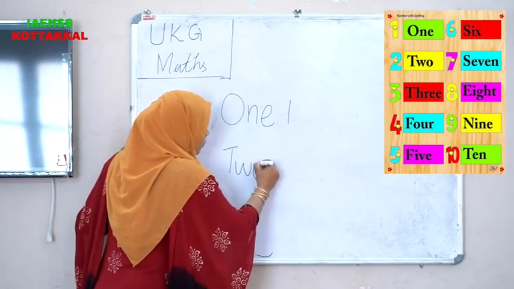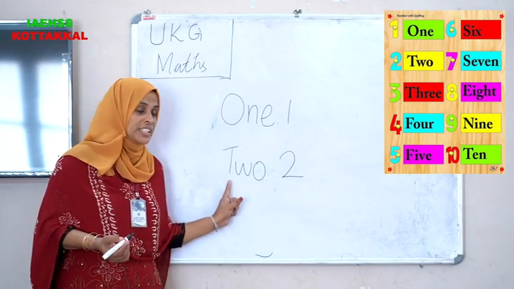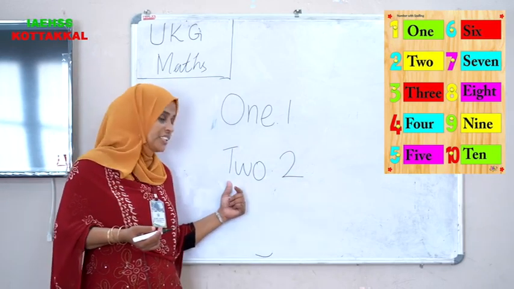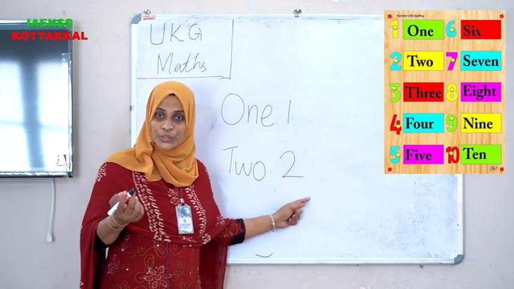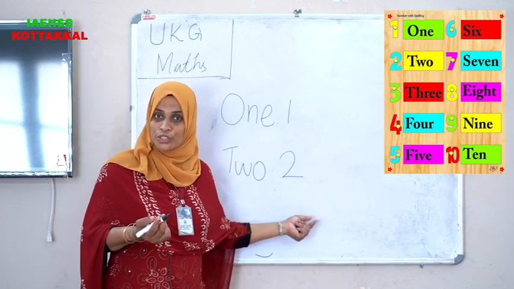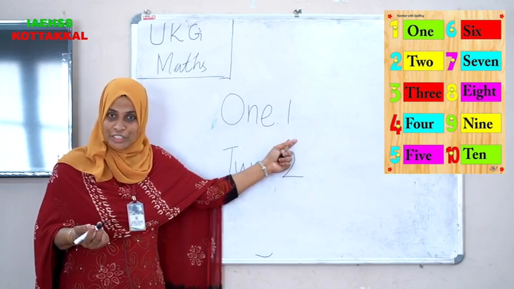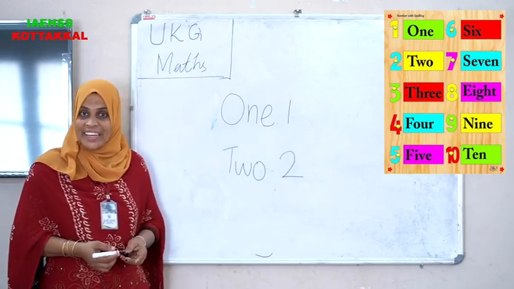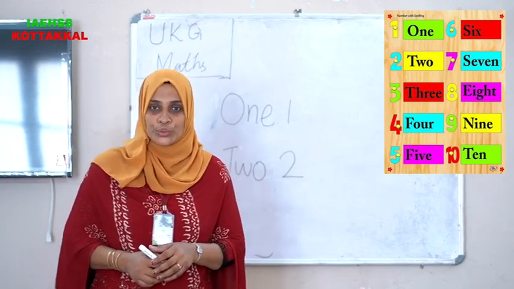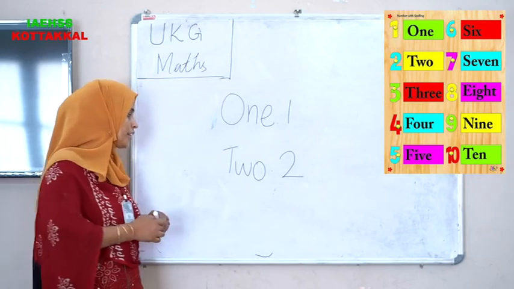T W O. 1 after 2. T W O, 2. Listen. T W O, 2. All of you read. T W O, 2. Repeat after me. O N E, 1. T W O, 2. Next one.